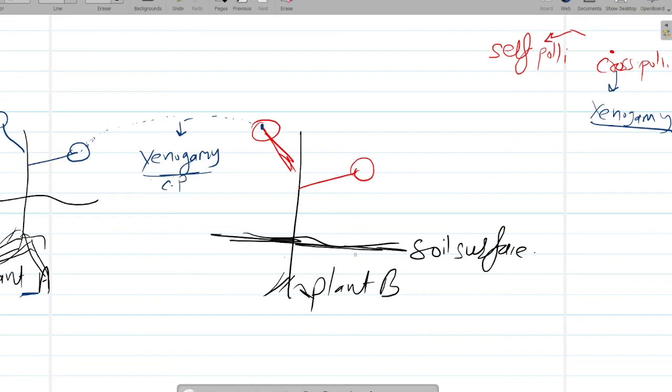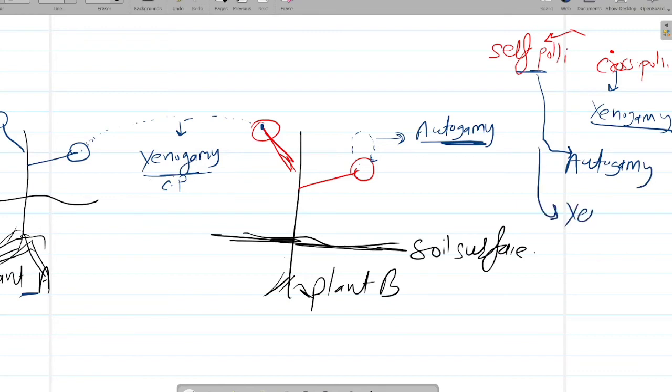Now come to the plant B part. If pollen grains coming out from this flower are put on the same flower's stigma, then this process is called autogamy. And autogamy is a type of self pollination. So self pollination has two types. The first one is autogamy, and the second one is geitonogamy. Getting me? Okay. Autogamy and geitonogamy. Now take a look.